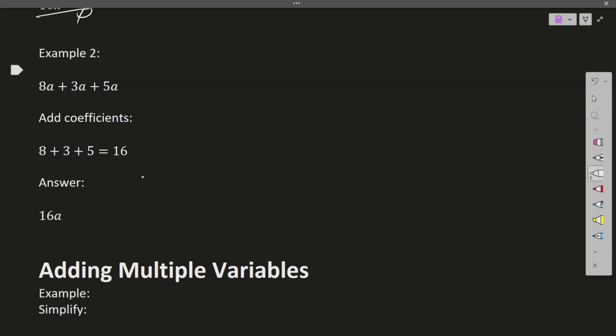So you can identify the terms. They are all like terms, okay? They all have a as their variable. And so you add the coefficients. 8 plus 3 plus 5 is 16. And so the answer is 16a.